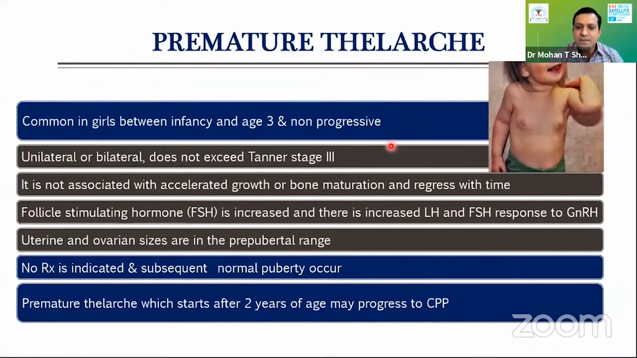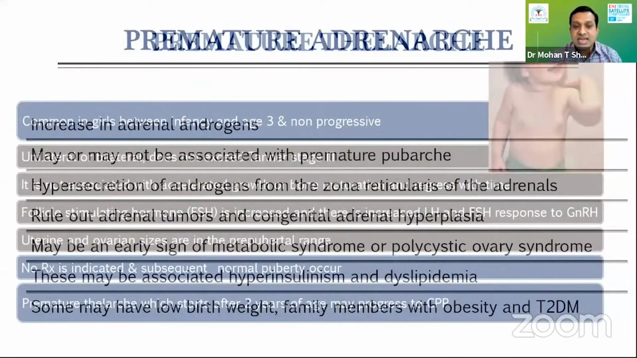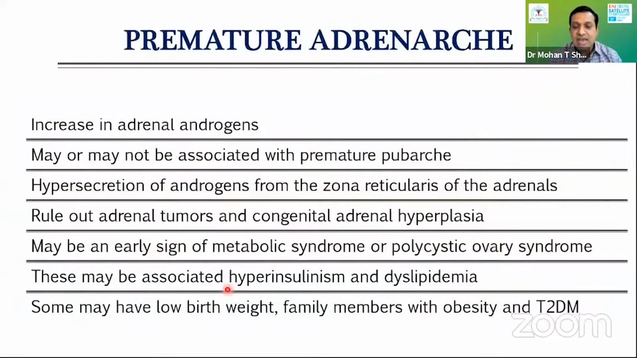Only some cases which start earlier than 2 years may progress to central precocious puberty. Premature adrenarche, to complete the list, is very important because this may be an early sign of metabolic syndrome or polycystic ovarian syndrome, and is an increase in adrenal androgens. It can be associated with hyperinsulinism, dyslipidemia, a family history of obesity and diabetes, and low birth weight in the child. So initial workup, history, and previous records are very important.